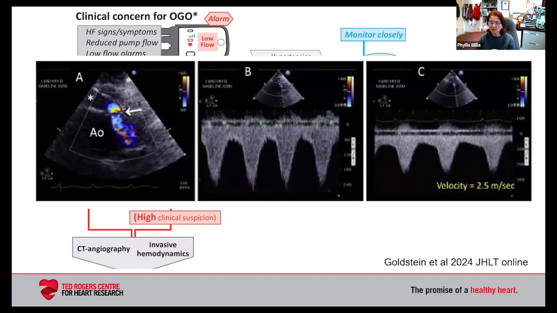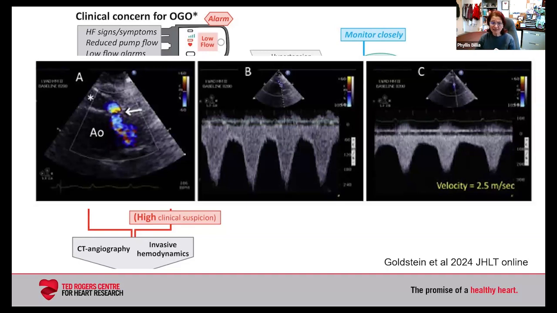Here is a nice example in that review showing the turbulent flow at the site of the anastomosis in panel A. In panel B, you can see that the pulse wave Doppler at the anastomotic site is abnormally high. It has high peak systolic velocities. And in panel C, we see abnormally high continuous wave Dopplers of 2.5 meters per second.